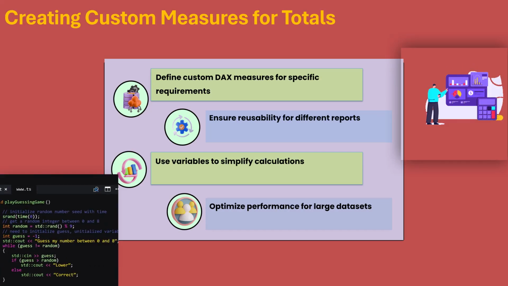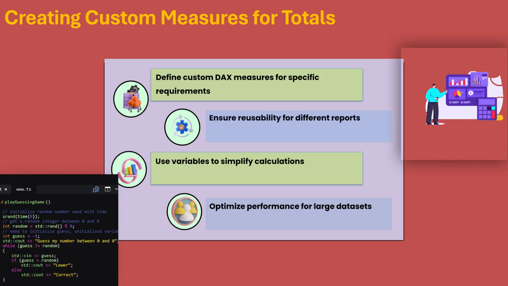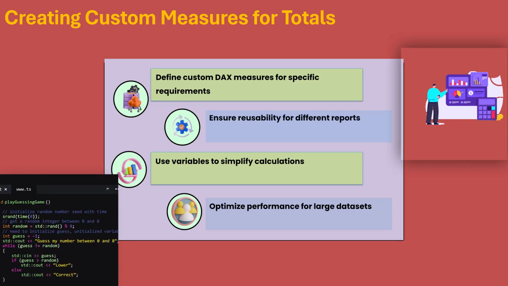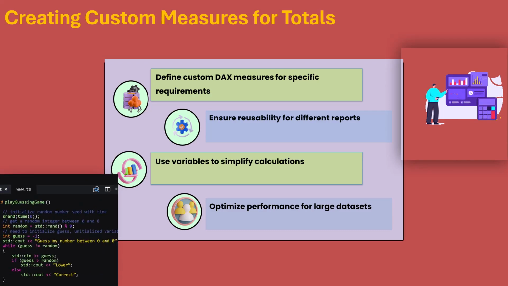Why settle for generic when you can customize? Custom measures in DAX let you fine-tune your totals. Make them reusable, because no one likes reinventing the wheel. Variables help keep things clean and easy to understand. Nobody wants a messy equation. And if your dataset is massive, optimizing performance is key. Let's make totals that work smarter, not harder.